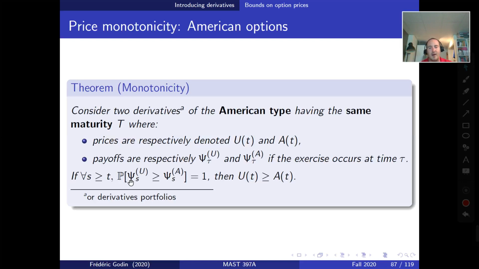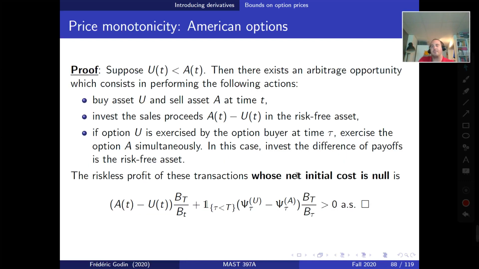And the monotonicity result is as follows. So if the payoff of option U is greater or equal to the payoff of option A at all possible times S, with probability 1, then the option with the highest payoff has a price that is greater or equal to the price of the second option. Okay, so what's the proof for that?